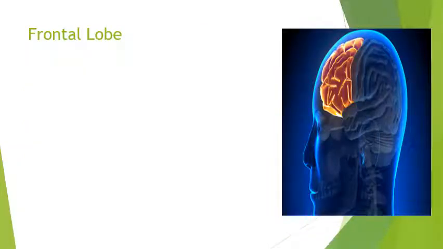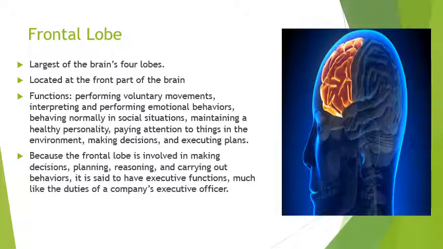The frontal lobe is the largest of the four lobes of the brain. So this is located at the front part. It serves functions such as initiating voluntary movements, performing emotional behaviors, behaving normally in social situations, maintaining a healthy personality, paying attention to things in the environment, making decisions, and executing plans. So this is like the command center, much like the duties of a company's executive officer. So that is the function of the frontal lobe.